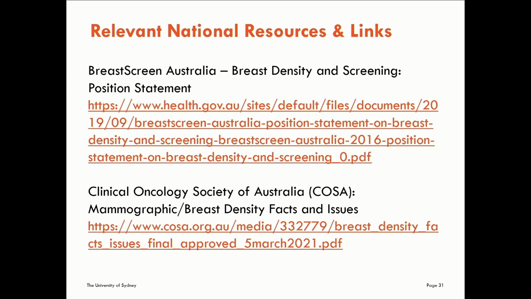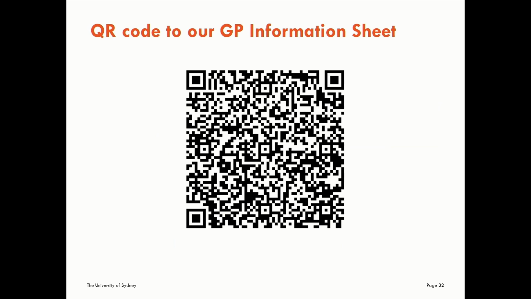So here are a few relevant national resources and links. The first one is Breastscreen Australia's breast density position statement, some of which I showed you at the beginning of the talk. And the other healthcare professional information that's been developed and is relatively balanced and good here in Australia is the Clinical Oncology Society of Australia's facts and issues on breast density. But like I said, in the information pack back there, I believe it's the second page, we've developed a local information sheet for healthcare professionals to have those conversations and provide some additional links and information.